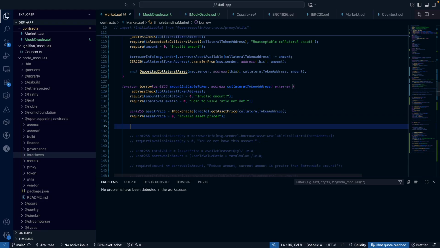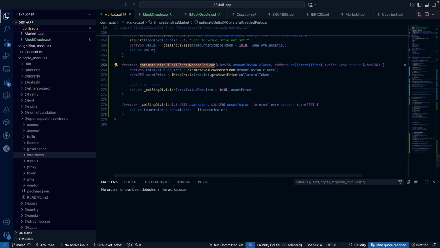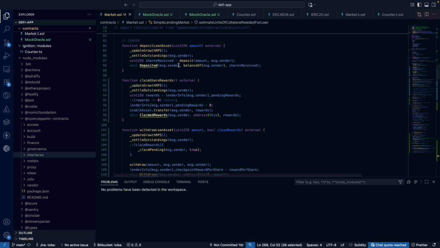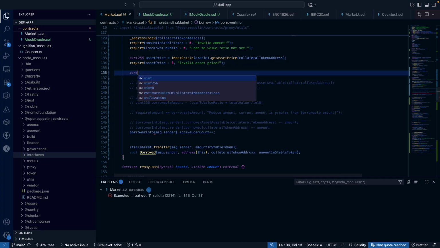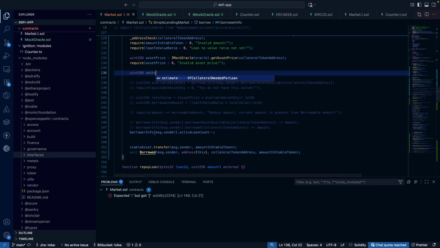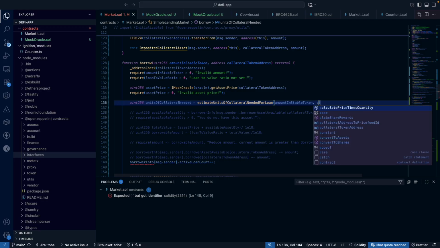And to do that, we need to call this function, estimate units of collateral needed for loan. Okay. So let's come to borrow: uint256 units of collateral needed. All right. Boom. And we paste. Okay. And this takes in two things, I think amount and stable token, as well as collateral token address.